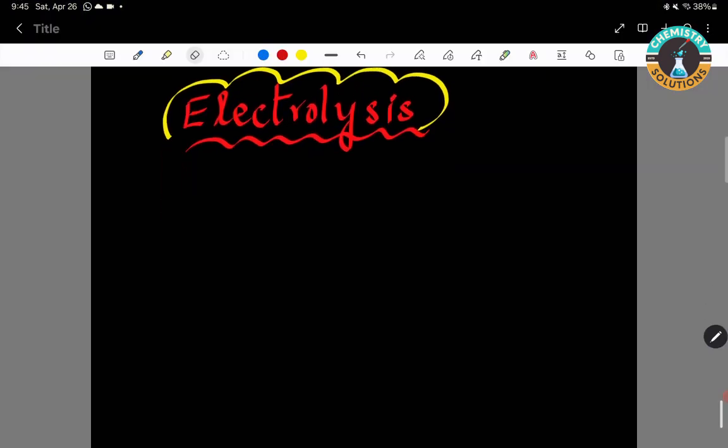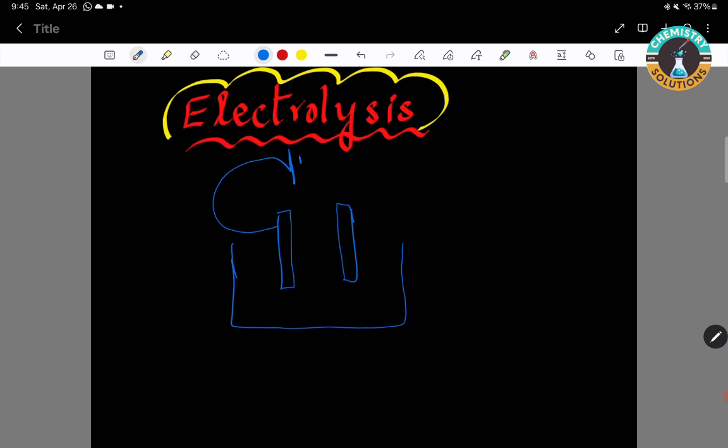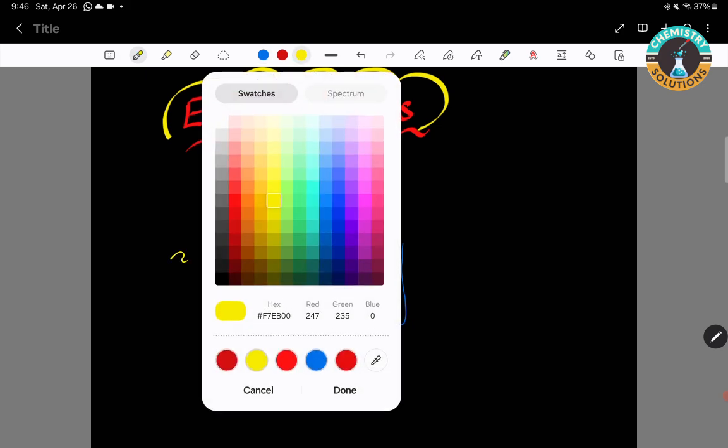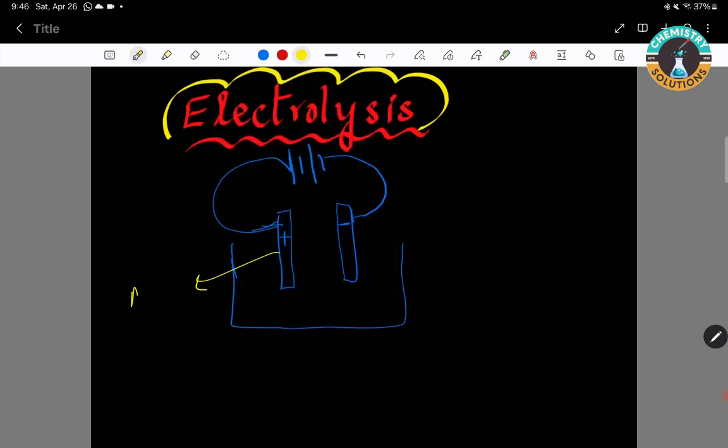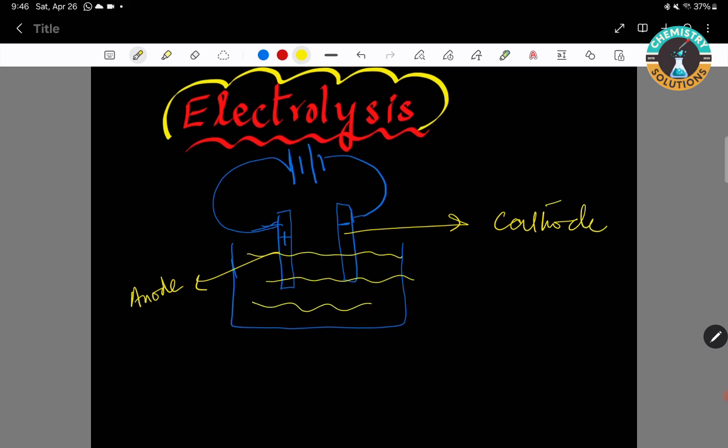In electrolysis, first of all, I am going to draw the electrolytic cell. This is the symbol for a battery. The positive terminal is connected with this carbon electrode, so it will become positive, and the negative terminal is attached to the other, so it will become negative. Then we write the name: this one is the anode, and the negative terminal is called the cathode. So electrolyte is present in it.